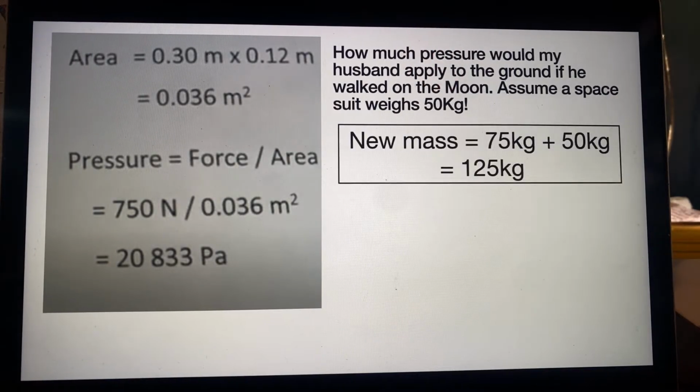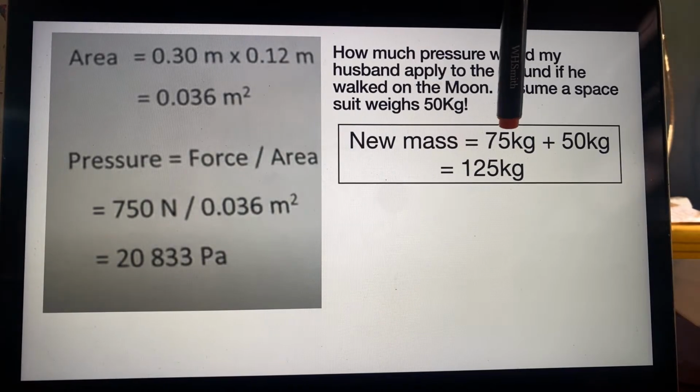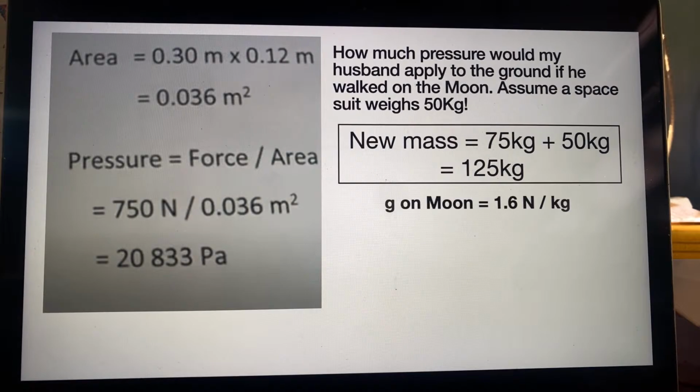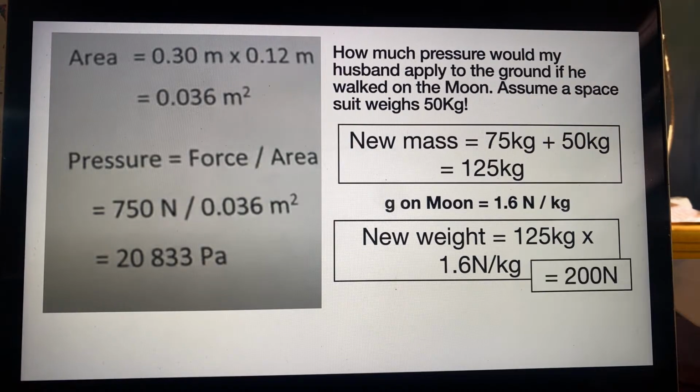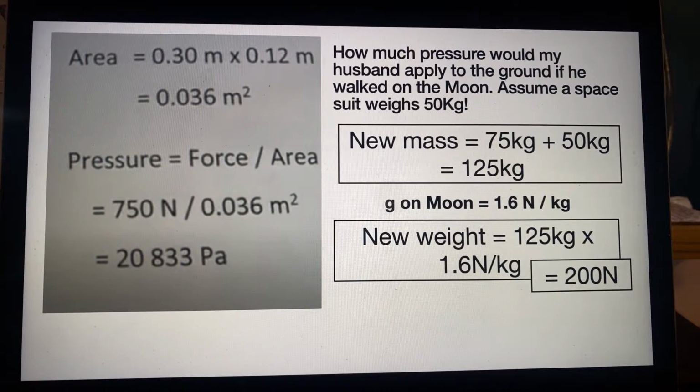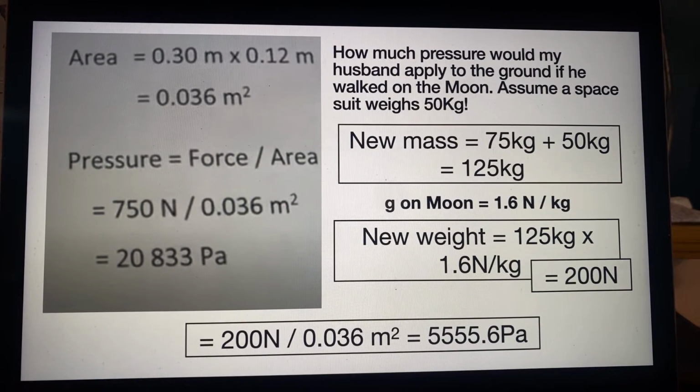So the answer was, well, this is the old equation, but now he's got more mass. He's got 50 kilograms more mass. So let's work out my husband's new mass. 75 kilograms plus 50 kilograms is 125 kilograms. But also he's got a new weight because he's on the moon. The amount he's been pulled down on the moon is only 1.6 newtons per kilogram. So his new weight was mass times that, which is 200 newtons. So you've got 200 newtons of force being pulled downwards. He's still got the same shoe size. So the answer was 5,555.6. It's not 0.6, is it? I've done that rounding. Oh, no, I haven't. Yeah, 0.6 pascals. Phew. There you go.